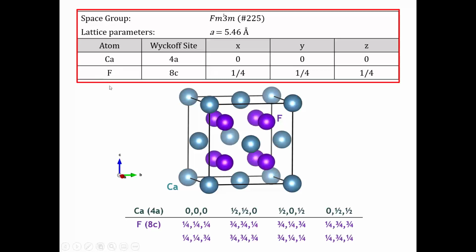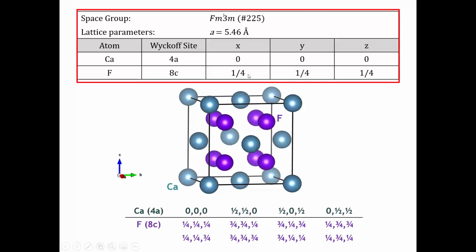Then we have the fluoride ion, which is on Wyckoff site 8c. And one of the 8 symmetry equivalent atoms is at quarter, quarter, quarter. This one right here. And so by writing this, it tells us that there's also 7 other symmetry equivalent atoms that are at these coordinates given here. They're all permutations of 1/4 and 3/4.